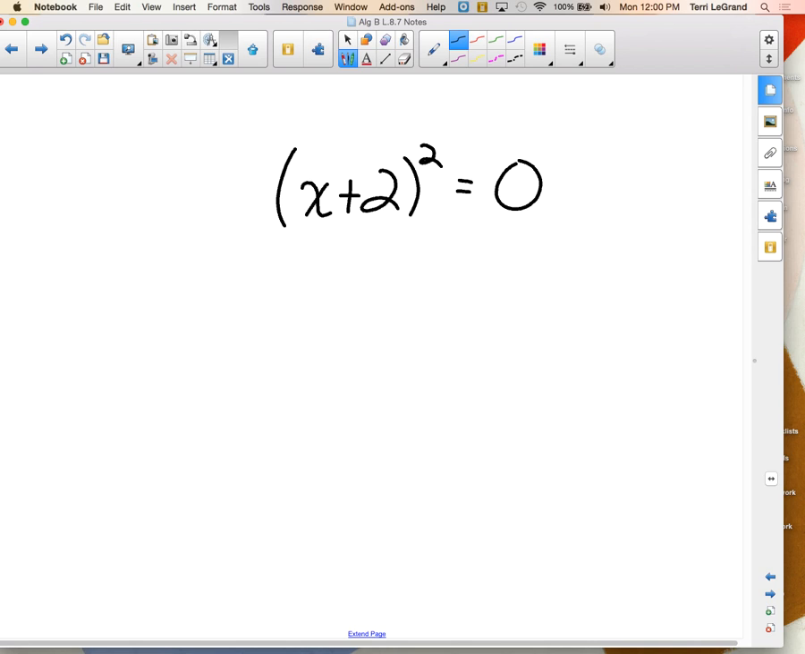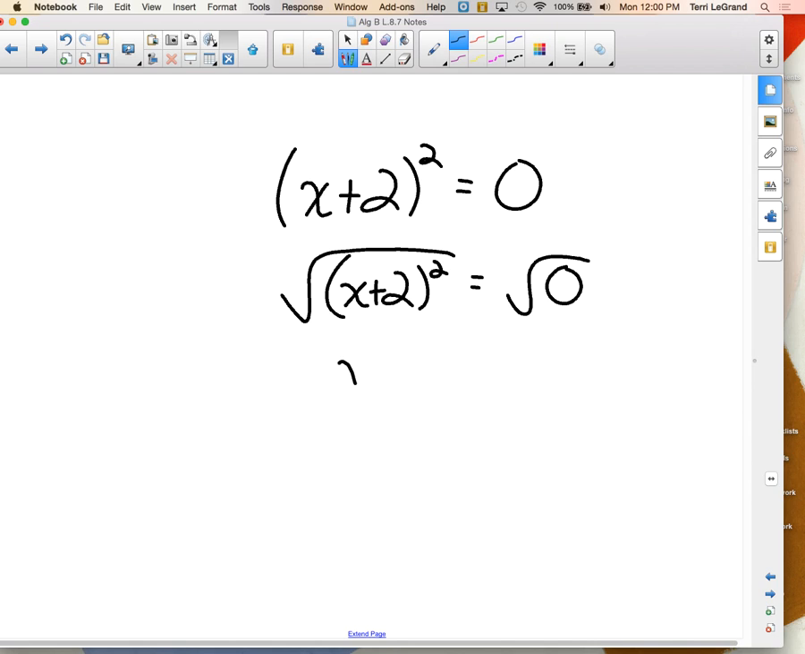So if we were solving this one, if we took the square root of x plus 2 squared, and we took the square root of 0, what would this side's square root be? The x plus 2. What would this side's square root be? 0. We don't have to do a positive and a negative 0 because 0 doesn't have a sign. So we would subtract 2 from both sides. X equals negative 2. It only has one solution, doesn't it?